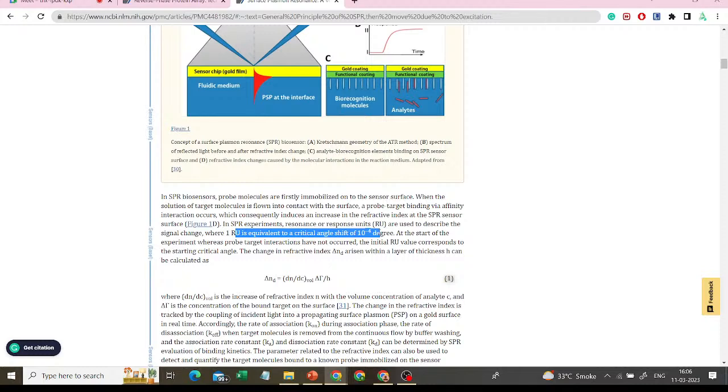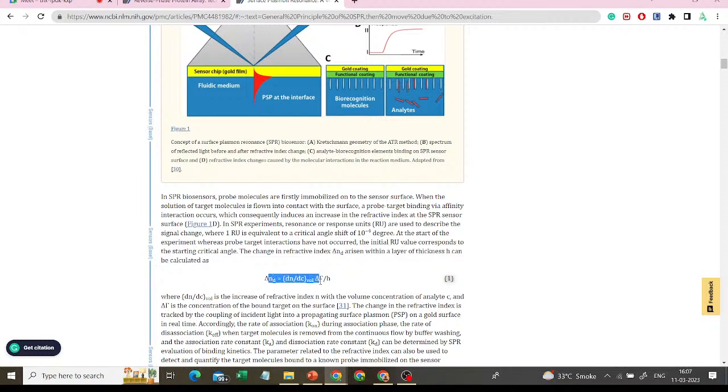So what happens when you have an immobilized probe and you keep on flowing targets at different concentrations? You will find that there is a change in the response unit. That's where you can identify the interaction level. At the start of the experiment, when probe-target interactions have not occurred, the initial RU value corresponds to the starting critical angle. Thus, the change in the refractive index arises with the layer thickness.